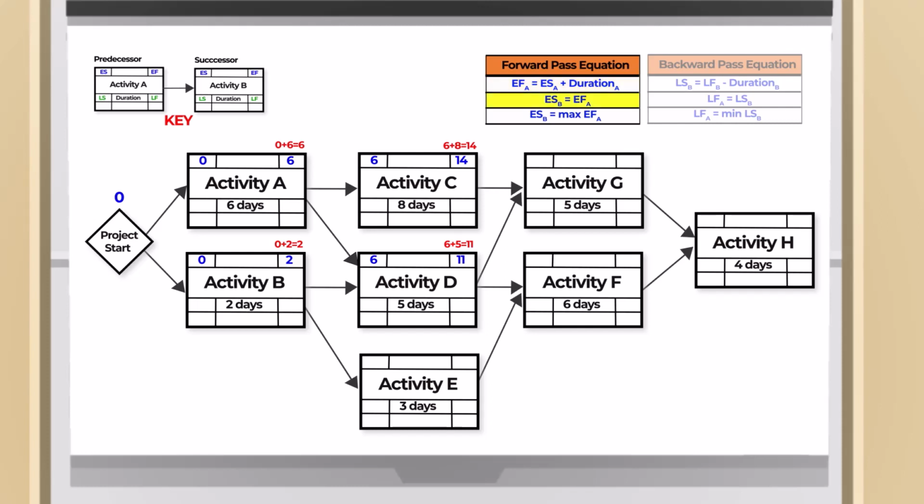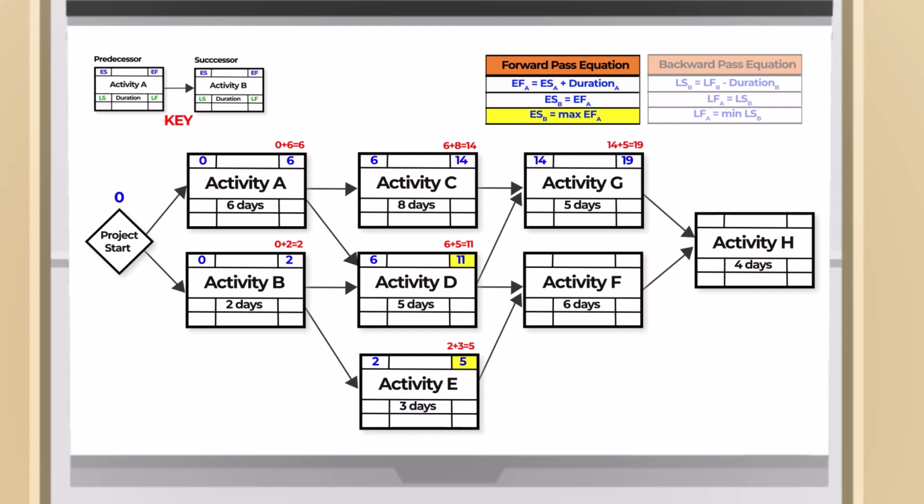Activity E, early start, will be the early finish of B, which is 2. Activity E, early finish, will be the early start, 2, plus the duration 3, equals 5. We go to activity G, early start. We have 2 predecessors. We'll wait both to finish, and the maximum of the 2 will be 14. Activity G, early finish, will be the early start, 14, plus the duration 5, equals 19.